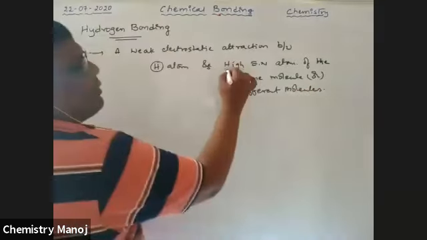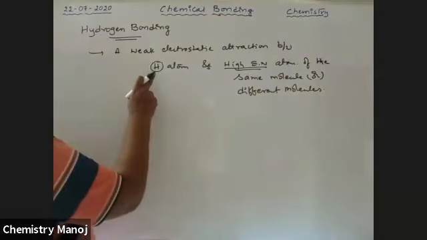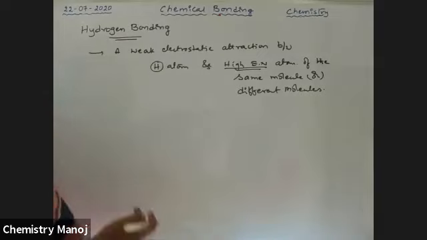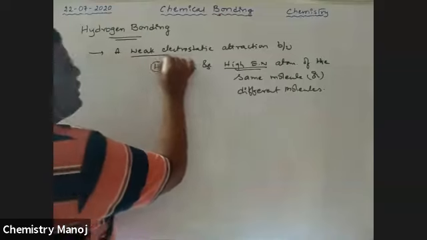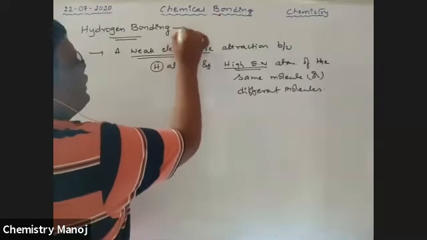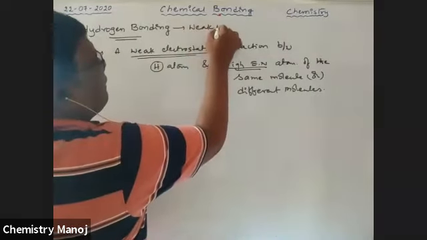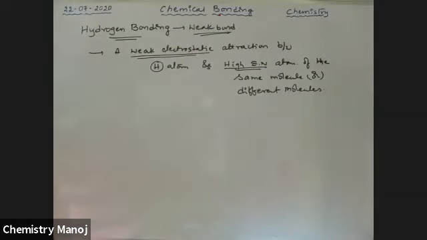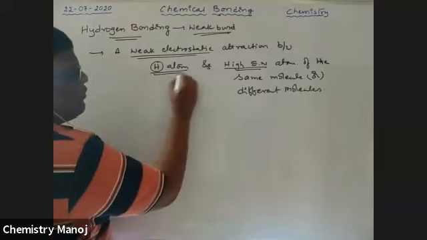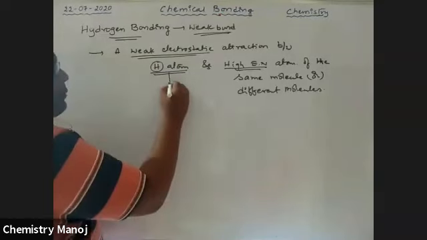This highly electronegative element may be connected to the same molecule of hydrogen or a different molecule of hydrogen. So very, very important: it is a weak electrostatic attraction. That means hydrogen bond is a weak bond. It is a weak electrostatic attractive force between a hydrogen atom and a highly electronegative element of the same molecule or different molecules.